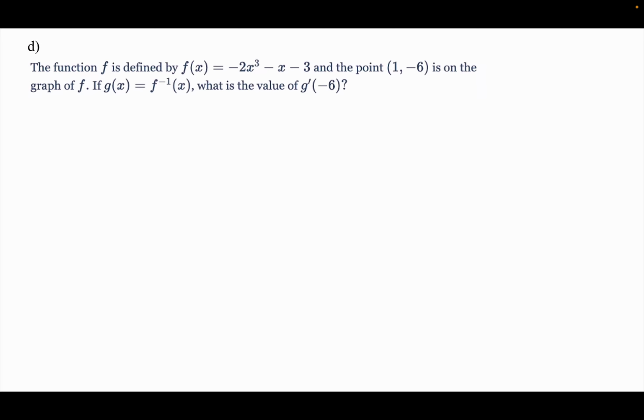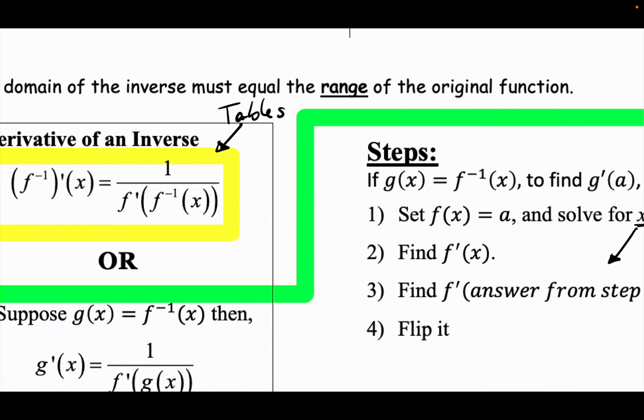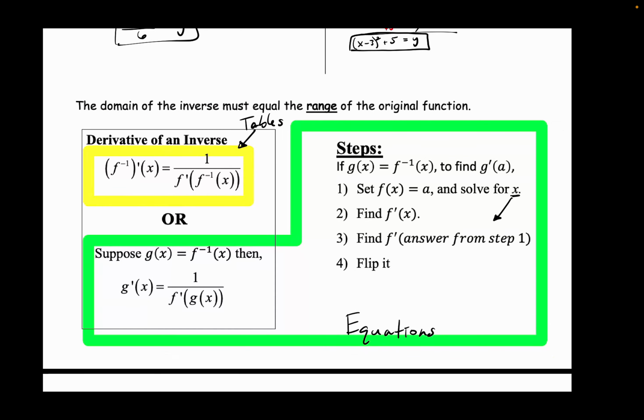So go back to here. Which one is this going to be, a yellow or a green? It's going to be a green, because it gives us an equation that says f of x is this. Okay.